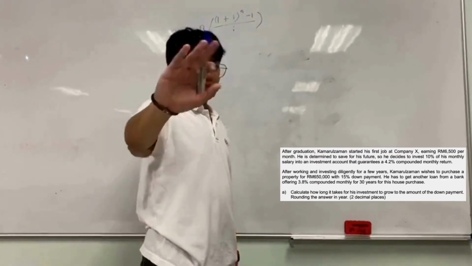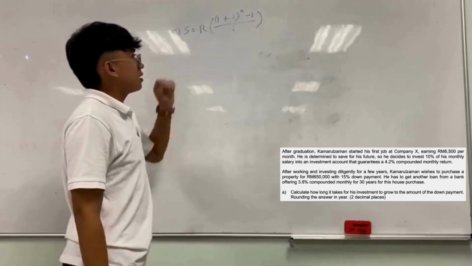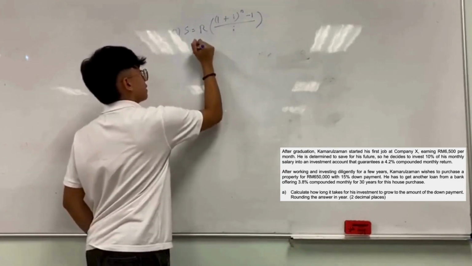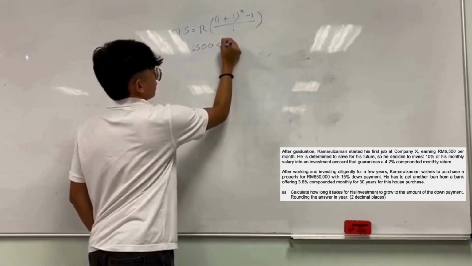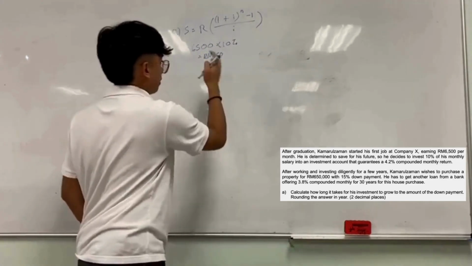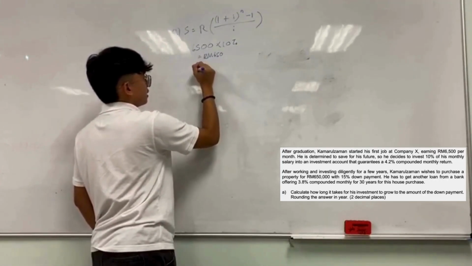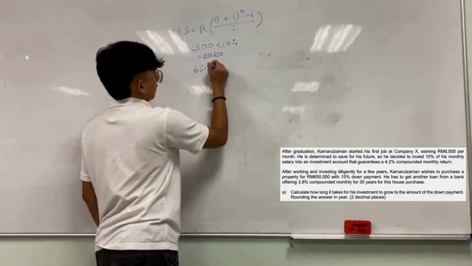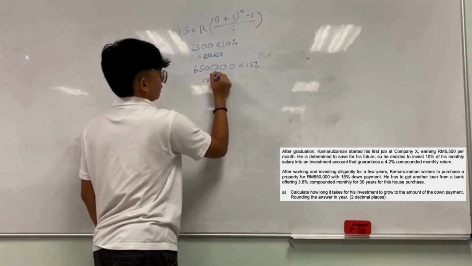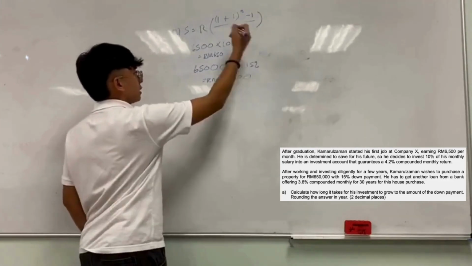Hi, my name is Manuel, and now I'm going to explain how we answer question A for question 2. The first thing is you need to know how much Kamal invested. So 6,500 times 10% equals 650 ringgit. This is the amount invested. Then you need to know the down payment. The down payment is 15% of 650,000, so you get the answer RM 97,500.